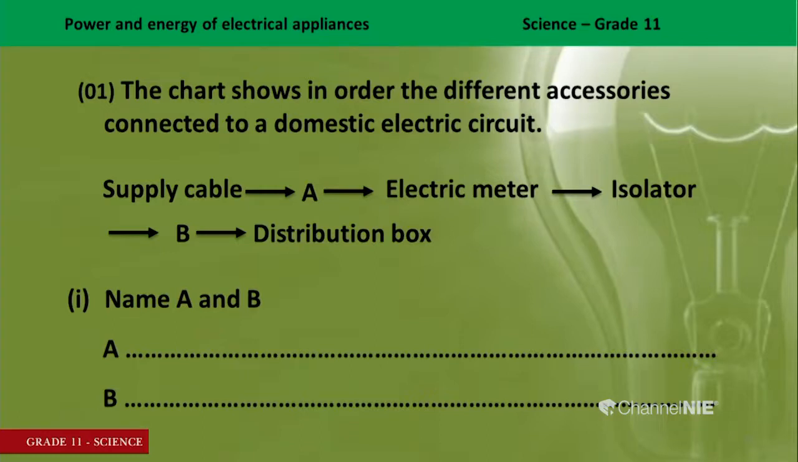As you are now pretty much aware of the order in which these accessories are connected, I think you can easily get the answer for A and B. Let us see whether you have got the correct answers. A should be what? Overload circuit breaker. In the old circuits, this was the service fuse. B is the residual current circuit breaker. Let us go to the next question.